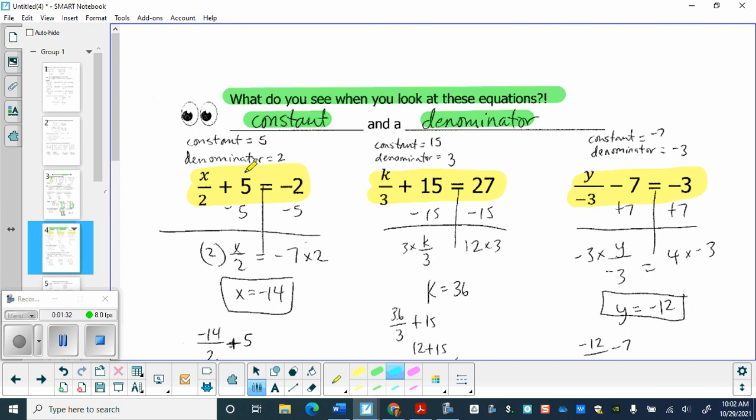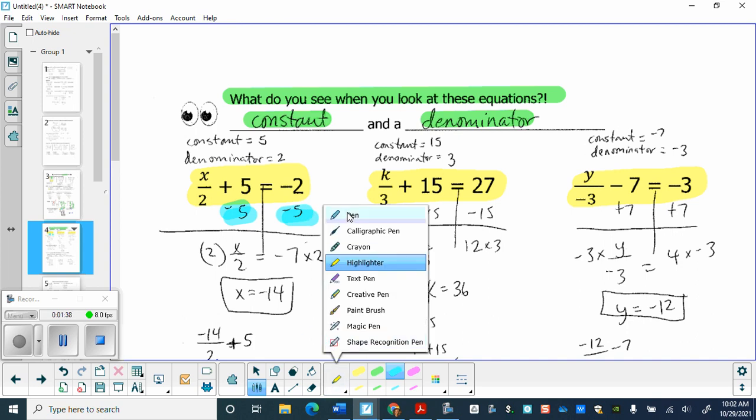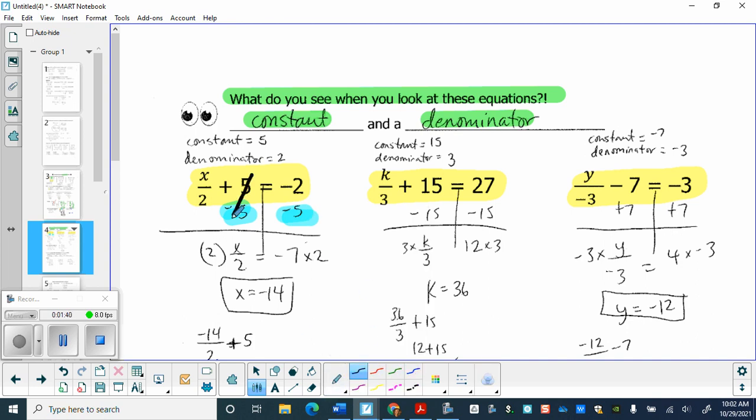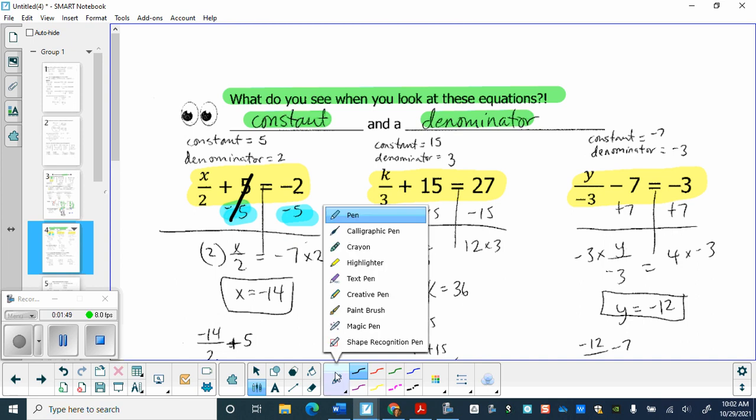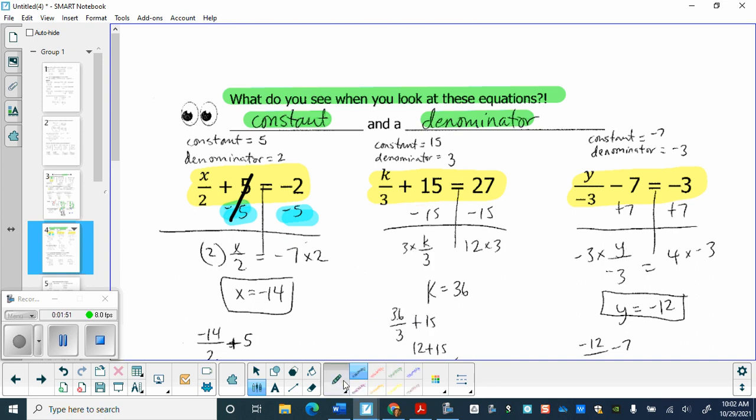If the number all by itself is a 5, my very first step is to subtract 5 on both sides. When we do that, the 5 and the negative 5 cancel out over here, and I just bring down this x over 2 in my work. Now on this side, we do negative 2 minus 5, and we get negative 7. I'm highlighting that in yellow. That's this answer right here. So what's left over is x over 2 equals negative 7.